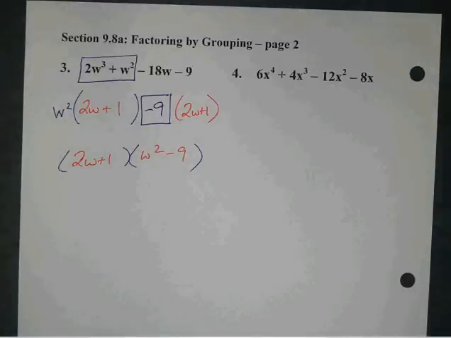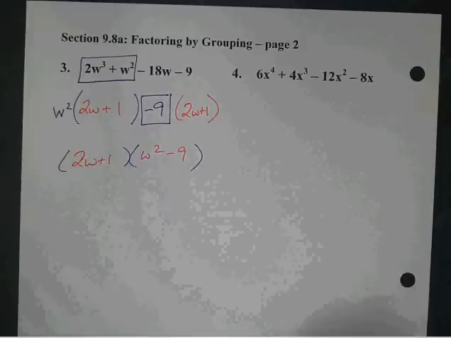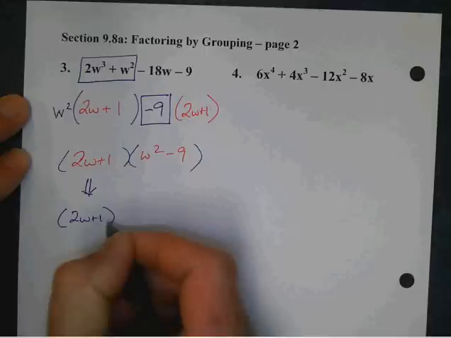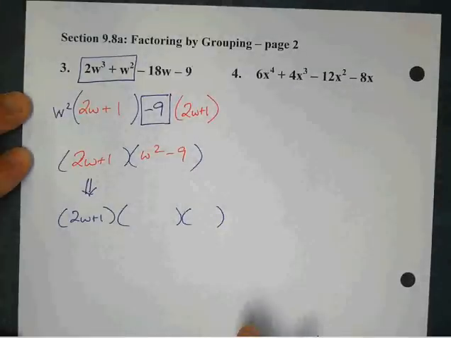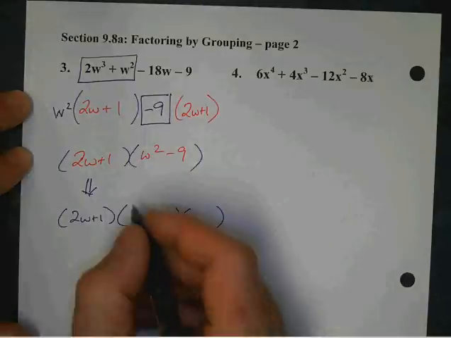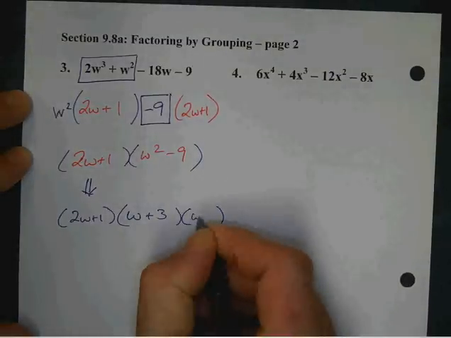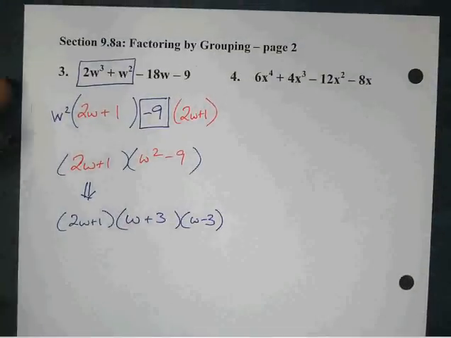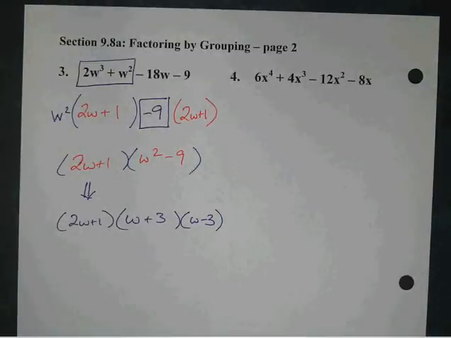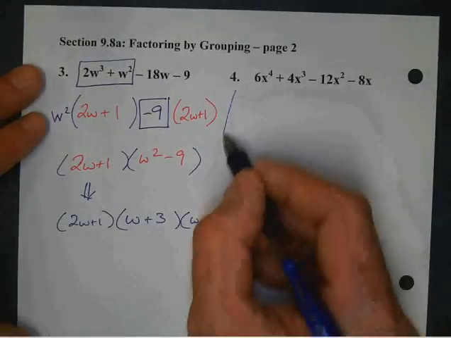Can I go further? Which one goes further? The w squared minus 9. So what do I do with the 2w plus 1? Just bring it down. All right, what are my two resulting new factors? W plus 3, w minus 3. Now am I done? You bet. Now you're done. So not a hard thing there.